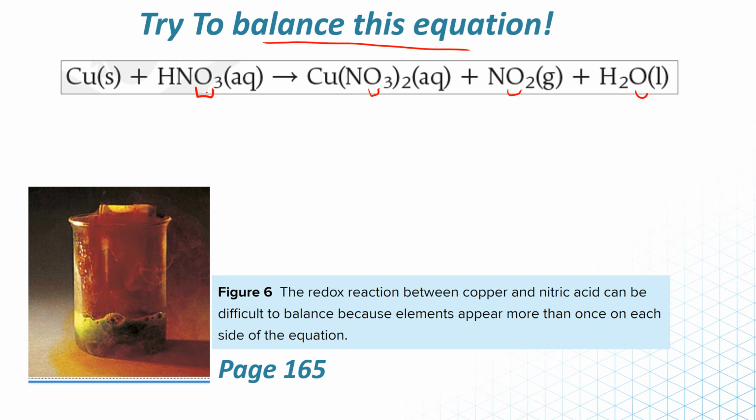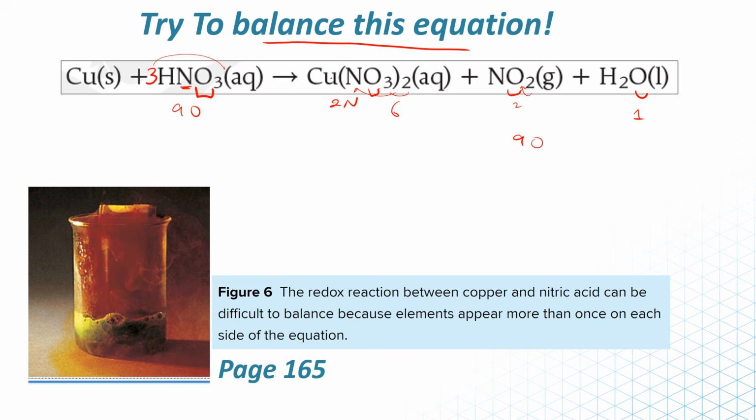What does that mean? For example, let's look here. If we look at oxygen, we have 3 oxygens. In here we have 6, and we have 2, and we have 1. So 9, right? So let's put 3 here. Right? Now we have 9 oxygens here, and we have 9 oxygens here. Now look at N, nitrogen. We have 2 nitrogen here.